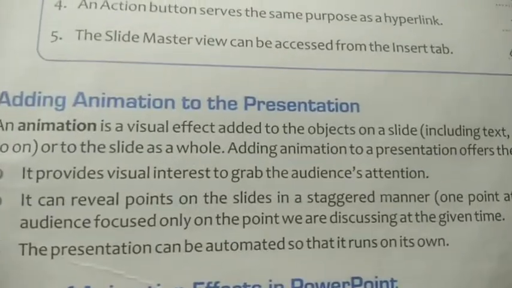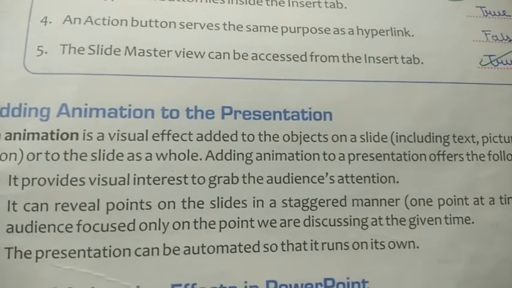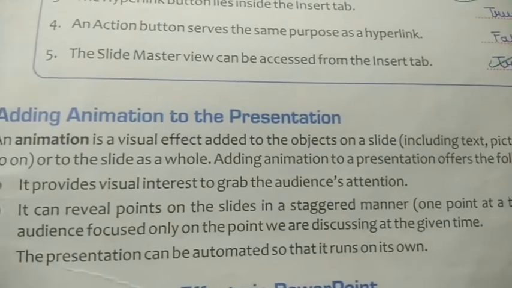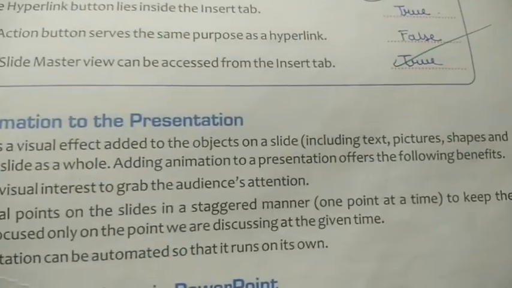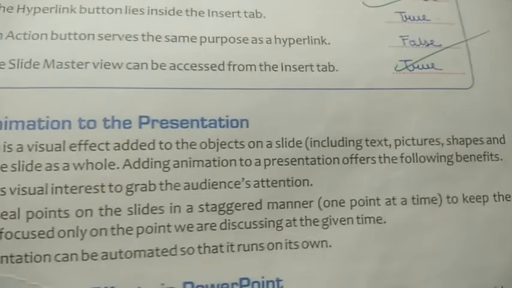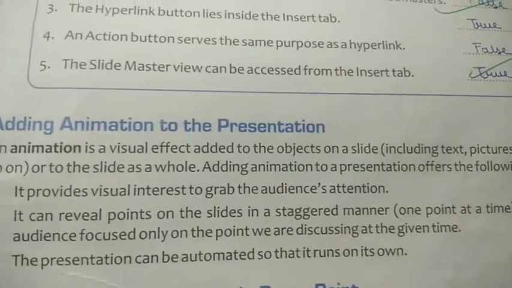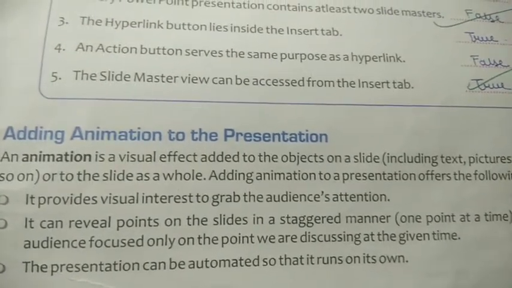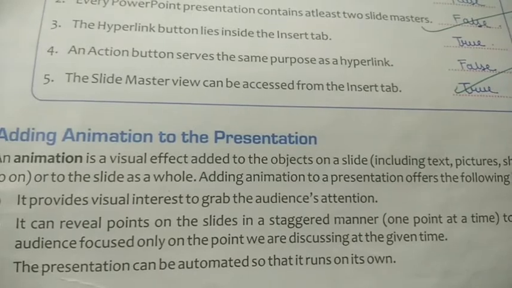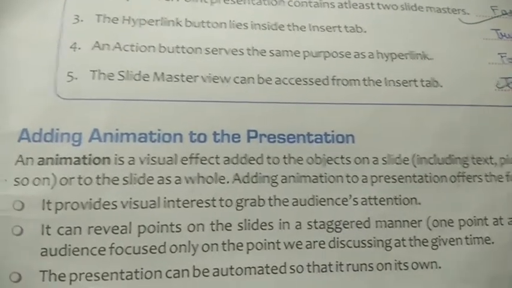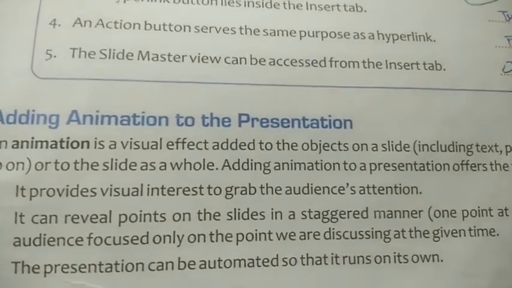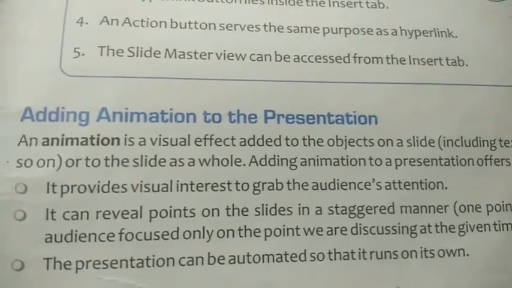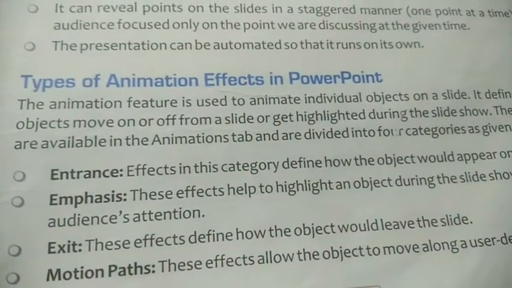So students, it provides visual interest to grab the audience's attention. It can reveal points on the slides in a staggered manner, one point at a time, to keep the audience focused only on the point we are discussing at that given time. The presentation can be automated so that it runs on its own. So we can present perfectly in front of an audience. Next is types of animation effects in PowerPoint.